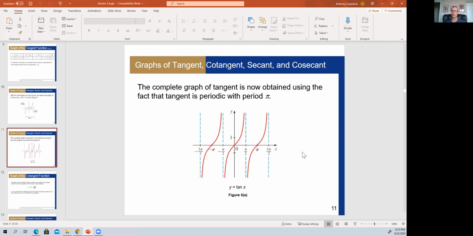But we do talk about period, and we do talk about phase shift. And the phase shift will do 2 things. It moves the starting point. What do I mean by the starting point? Well, in this case, it would be right here at the origin. And it would also going to move the asymptotes.